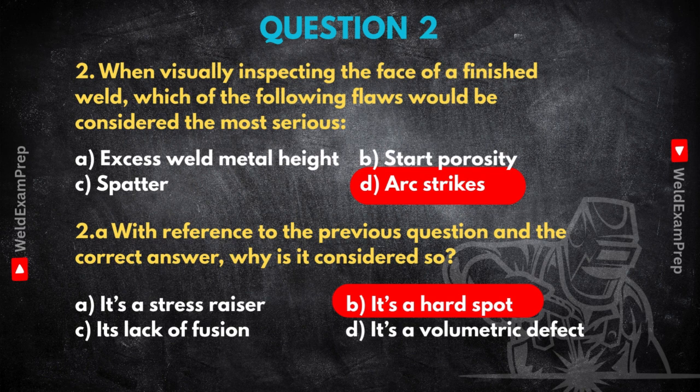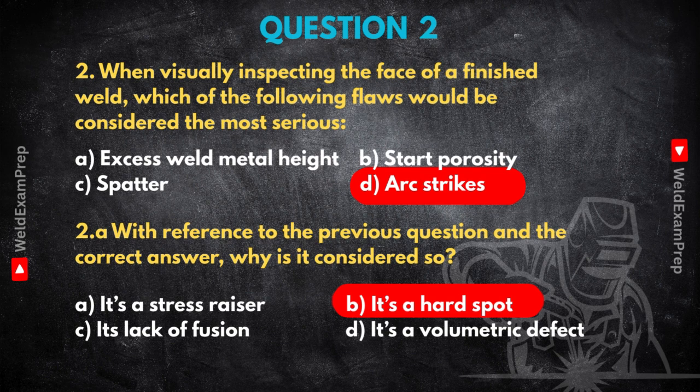Exactly. Then C, lack of fusion. That's a totally different defect. That's about the weld not bonding properly to the base metal or previous layers. Critical flaw, yes, but not what an arc strike is. An arc strike is on the parent metal, usually outside the weld. Different mechanism. Right, different location, different cause. And D, it's a volumetric defect. Volumetric means things like porosity or slag inclusions, defects that take up space within the weld. An arc strike is primarily a surface-subsurface metallurgical change. Yes, there might be a tiny crater, but the danger isn't the volume it takes up, it's the brittle material created. So it's not like a hole or a piece of slag.